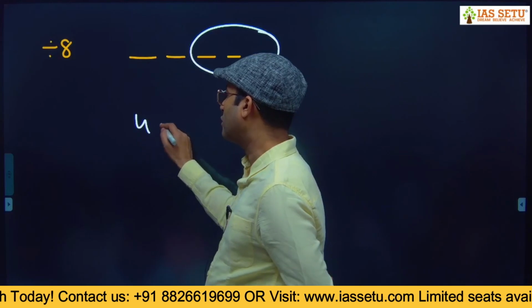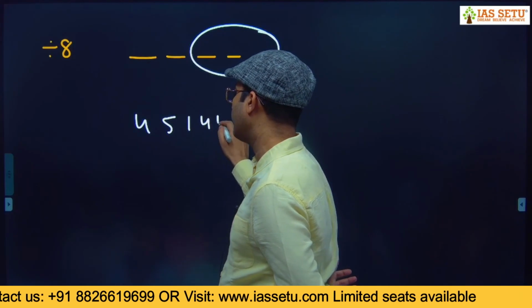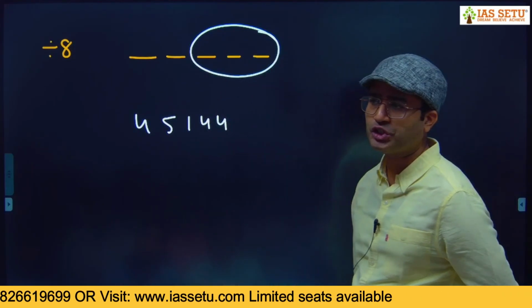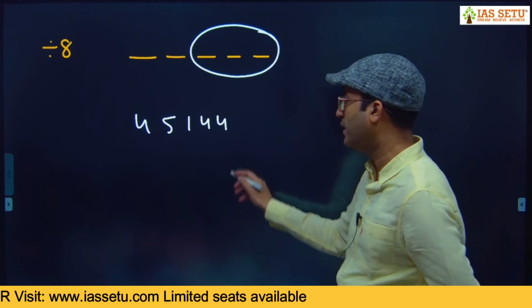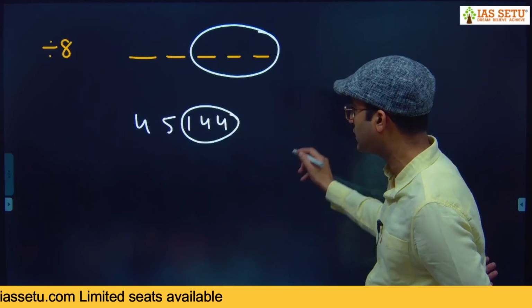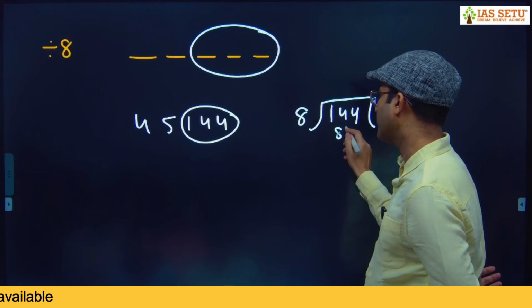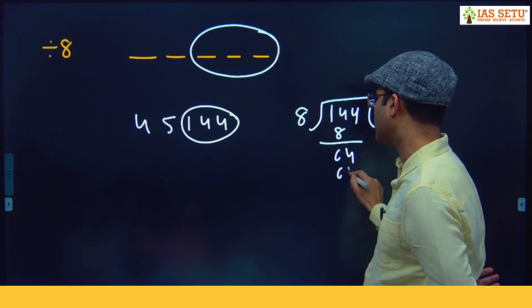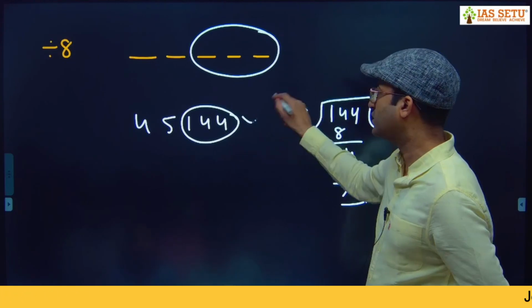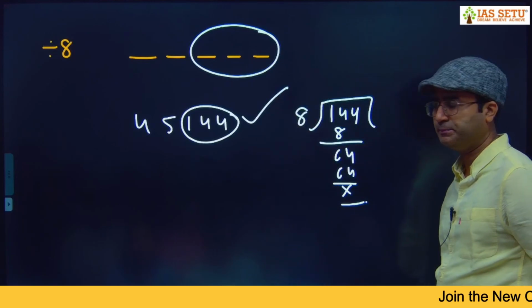Like here, 45,144. We have to check if this complete number is divisible by 8. For that, you check only the last 3 digits. So 144, we divide by 8. So we get 8 here, 64. 8 is the 64. Yes, this complete number is divisible by 8.